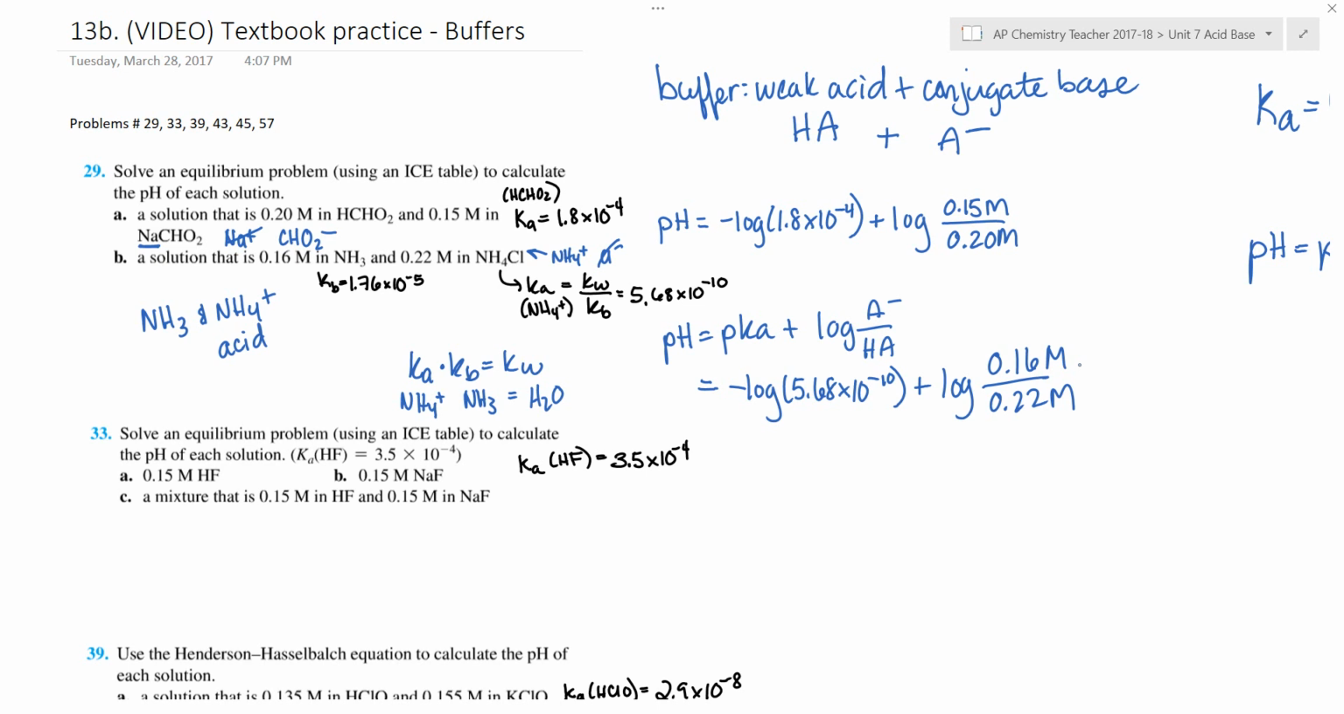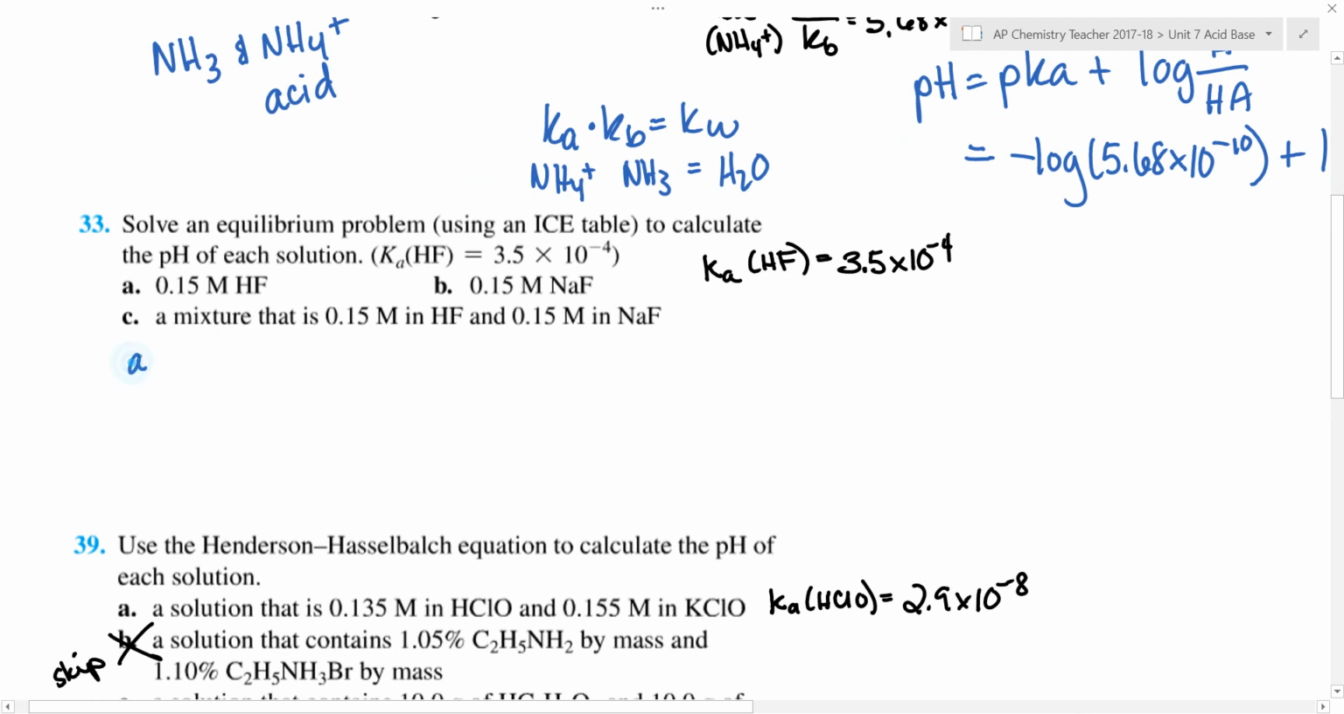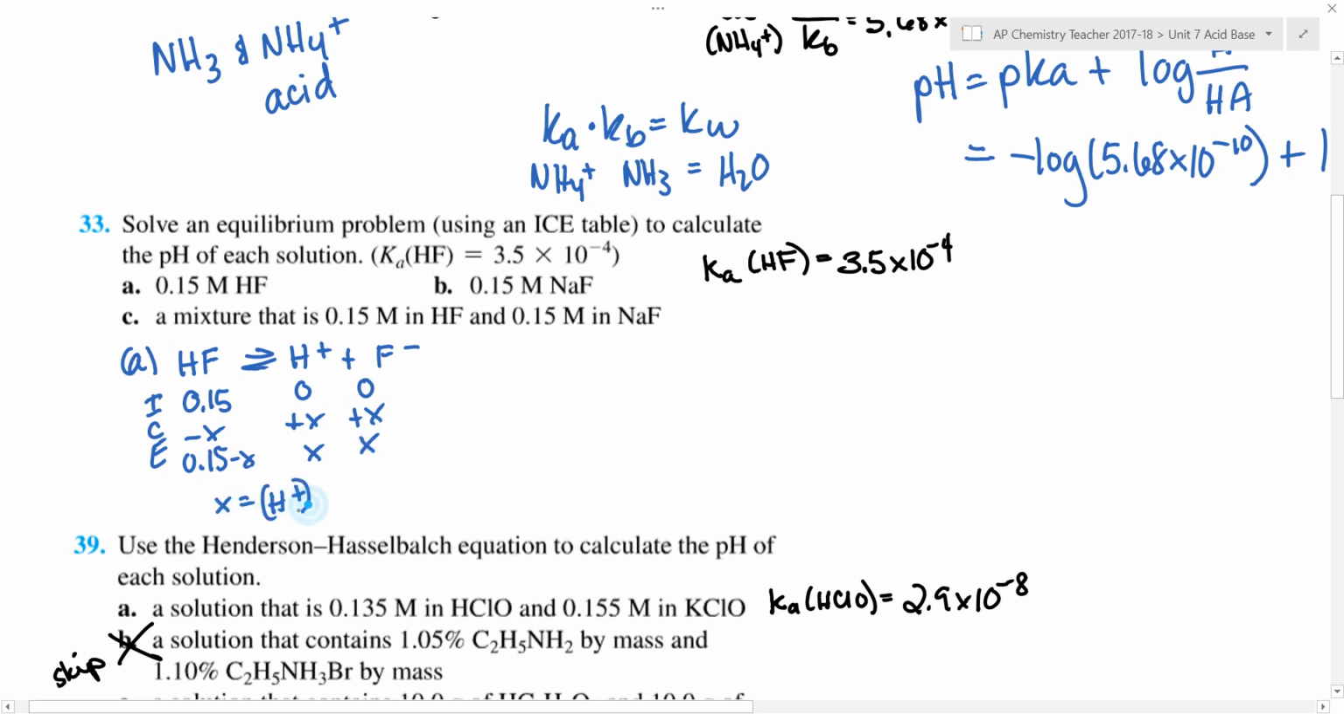Let's look at what we have going on in problem number 33. In part A, we have just pure HF, a pure weak acid. What weak acids do when you put them in water is they dissociate and make H plus ions. So when I'm solving for the pH of a weak acid, this is what my setup is going to look like. And I'm going to solve for X. It's going to give me the hydrogen ion concentration, and I will take the log of that to get the pH. So that is a weak acid problem, which you're probably fairly comfortable with.